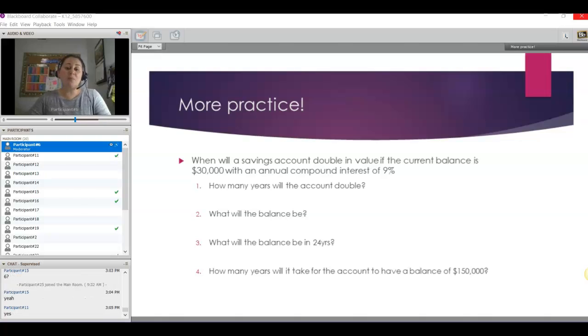When will a savings account double in value if the current balance is $30,000 with an annual compound interest rate of 9%? Number 1 is our rule of 72. So I'm going to go ahead and do 72 over 9. When I do 72 over 9, I get 8. So it's going to take me 8 years to double my money. When I double my money after 8 years, what will I get? I'll get $60,000. How I figured that out, I just went 30,000, which is my original principal, times 2 because I'm doubling my money, and I get 60,000. That's my answer. Okay?